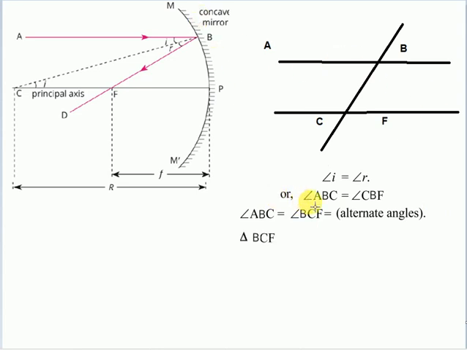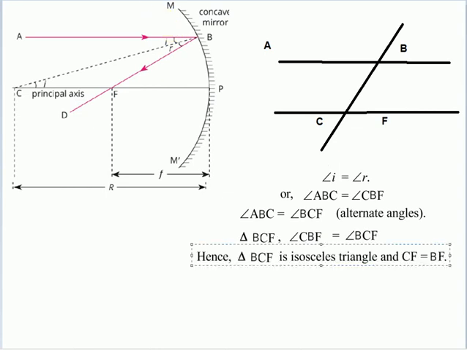As angle ABC is equal to angle CBF, reason law of reflection, and angle ABC is equal to angle BCF, therefore in triangle BCF, angle BCF is equal to angle CBF. As two angles of this triangle are equal, we can now consider triangle BCF to be an isosceles triangle, and hence side CF is equal to BF.